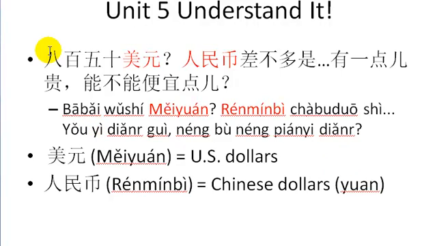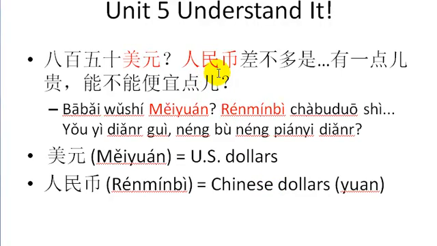Okay, so he's trying to figure out how that relates to how much is the rent in both US dollars and Chinese dollars. So for US dollars, you have this yuan again, so it's American dollar. So we have 美元. 850美元, right? $850. 人民币, right? This is the people's currency. 人民 means people, and 币 is currency.